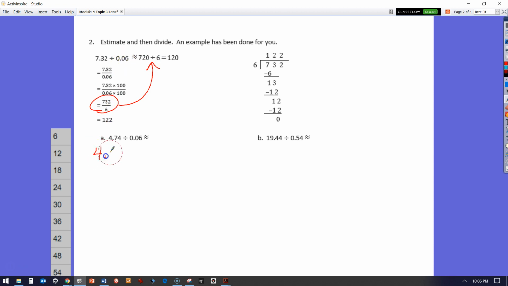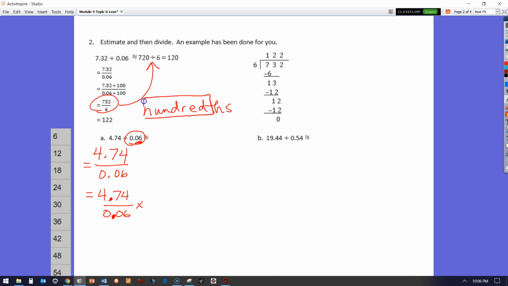All right, so I'm going to rewrite it just as it is. 4 and 74 hundredths divided by 6 hundredths. All right, and that's going to be equal to 4 and 76 hundredths divided by 6 hundredths. Since they both say hundredths, it doesn't matter that I'm looking at just my divisor. But in most cases, or in all cases rather, you're always looking at what place value that's in. It says your answer in the name. Hundredths has hundreds in it.